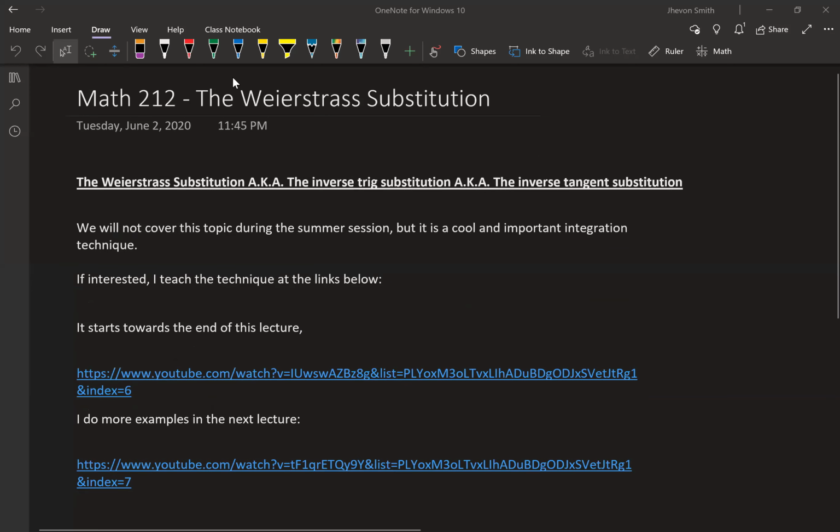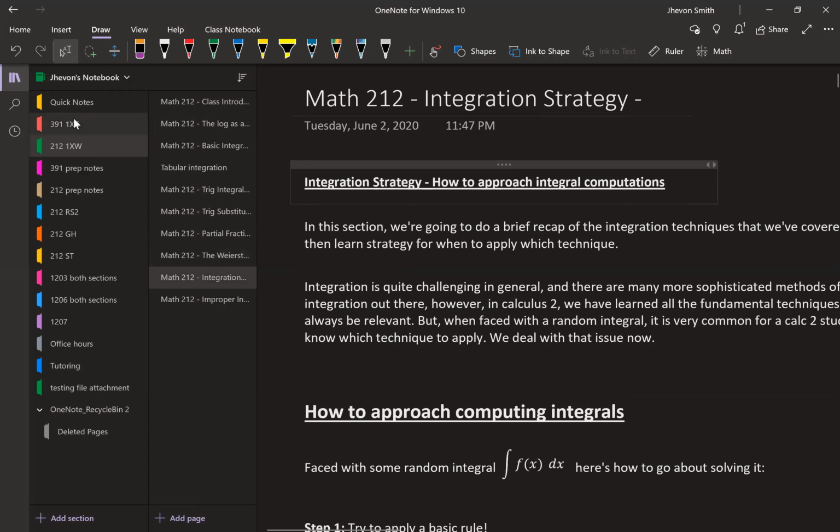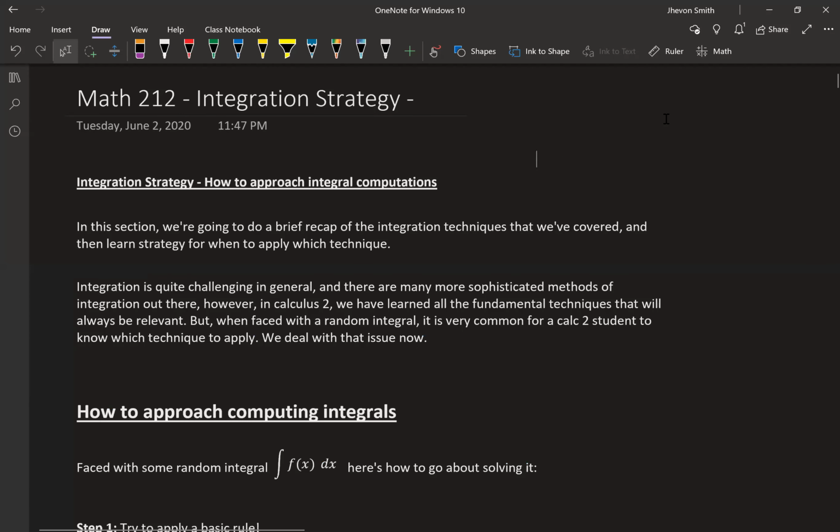But the Weierstrass substitution is essentially an inverse trig substitution. It literally goes in the opposite direction of a trig substitution. And it's named after a German mathematician called Weierstrass. Okay, so I just thought I'd throw that out there if you're interested in checking it out, but the summer is already kind of crammed. I don't really want to cram in a lot of optional material, even though it's very fundamental and it's very useful.